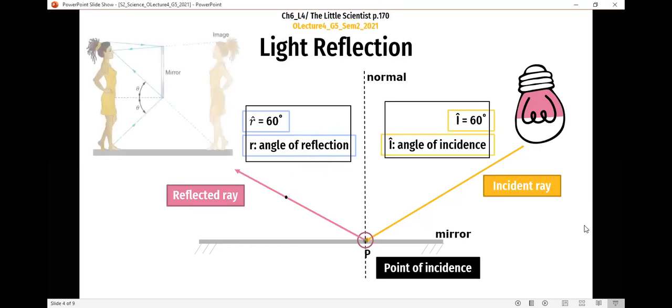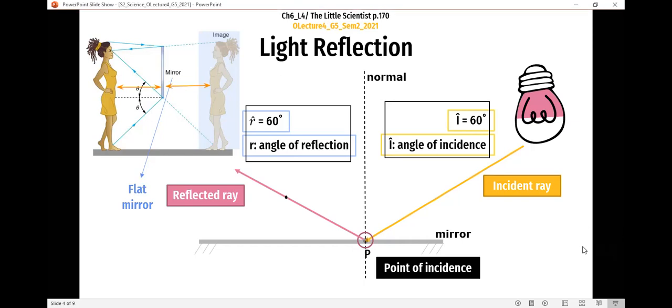Reflection helps us see in mirrors. In a flat mirror, the image of an object is identical to the object, but it is reversed. Do not forget that the distance between the object and the mirror is equal to the distance between the mirror and the image.